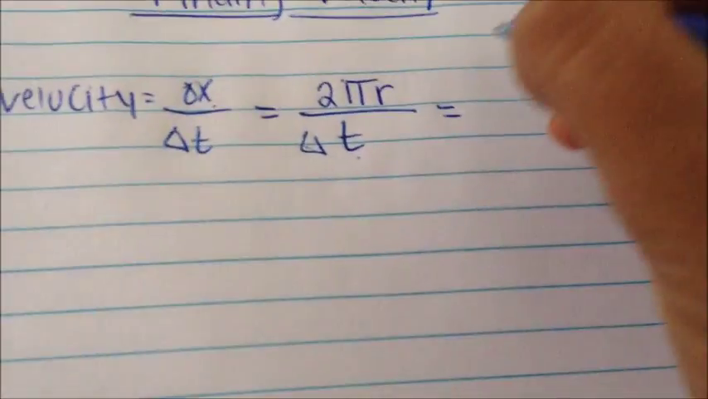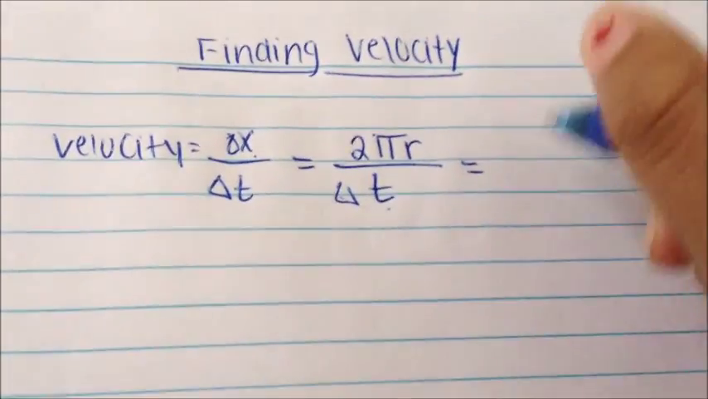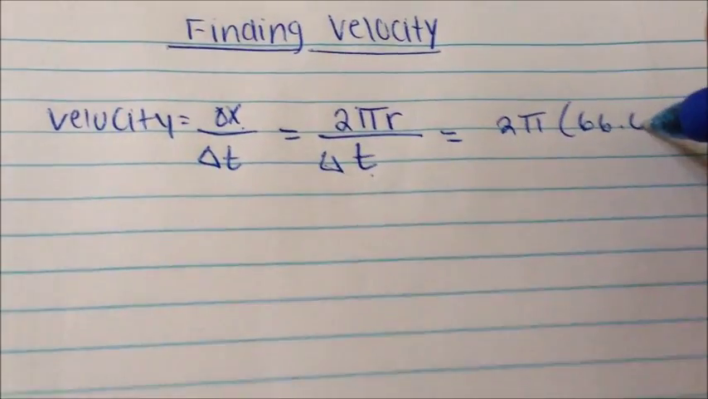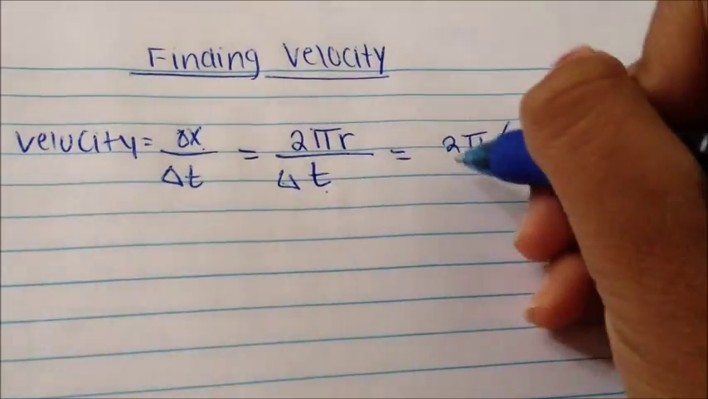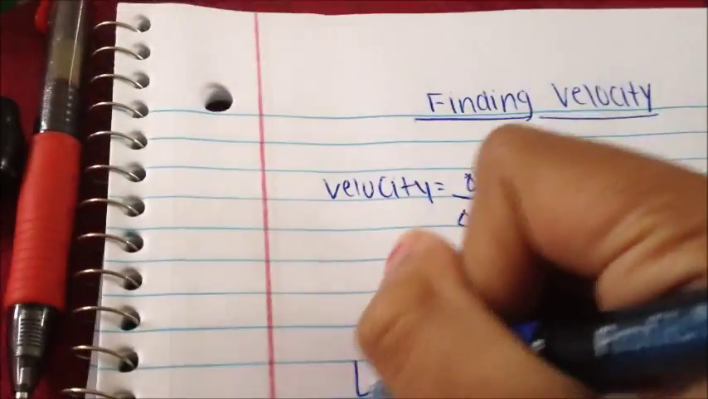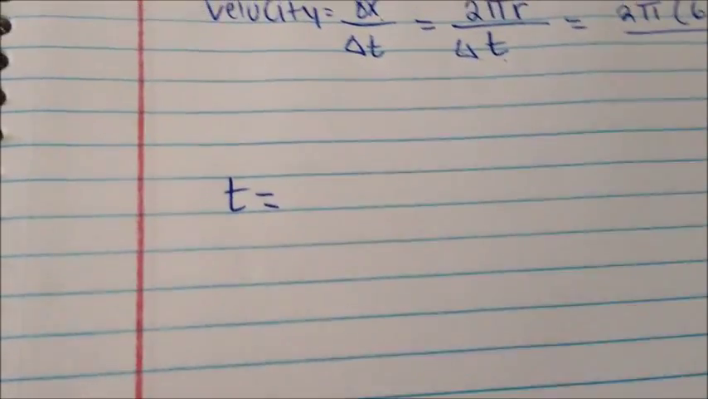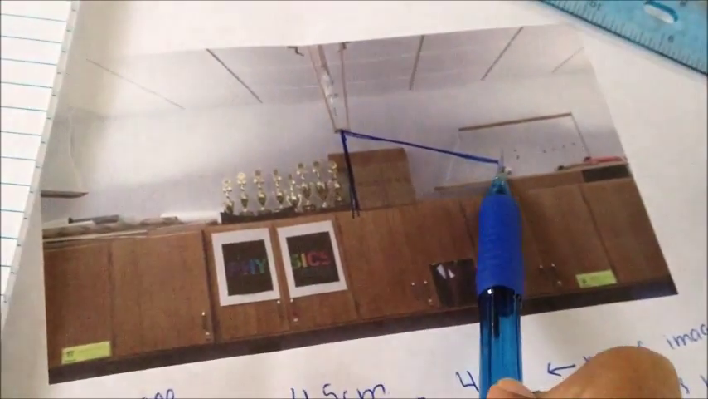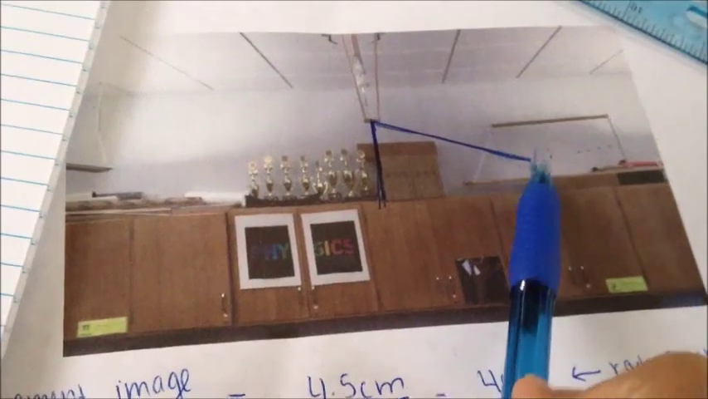To find the circumference of the circle, we already solved for r. If you remember, r we found was 66.67. Now all we need to find is the t. Now to find t, it's basically just doing many different trials and finding the average. So we want to find t. If you look at this image, how long does it take for this plane to go around the circumference of the circle and return to where it started?